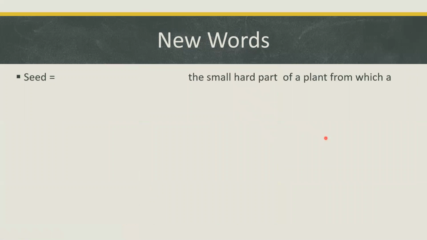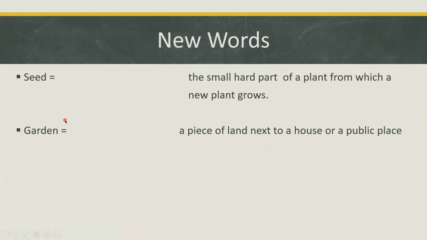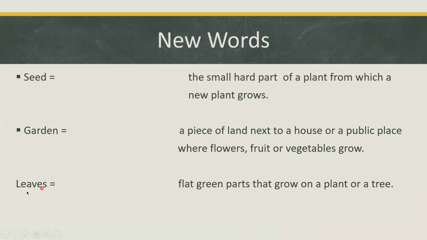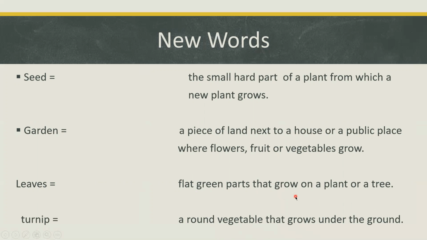So before starting with the lesson, let us see the new words that we come across in page number 42. Seed, the small hard part of a plant from which a new plant grows. Garden, a piece of land next to a house or a public place where flowers, fruits or vegetables grow. Leaves, flat green parts that grow on a plant or a tree. Turnip, a round vegetable that grows under the ground.